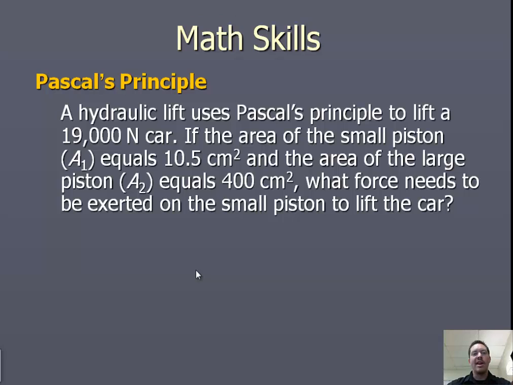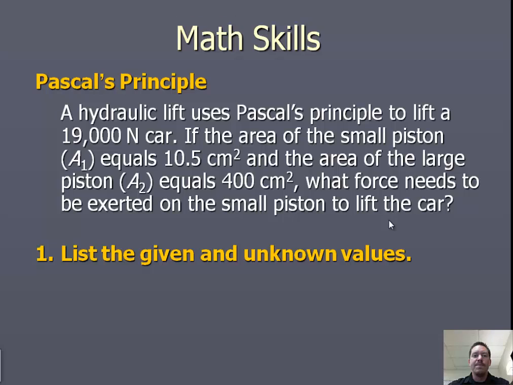So thinking about that hydraulic lift, we're going to use Pascal's principle to lift a 9,000 Newton car. If the area of the small piston, A1, equals 10.5 square centimeters, and the area of the large piston, A2, equals 400 square centimeters, what force needs to be exerted on the small piston to lift the car?